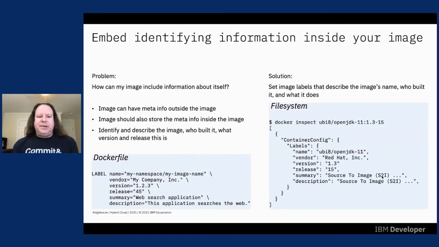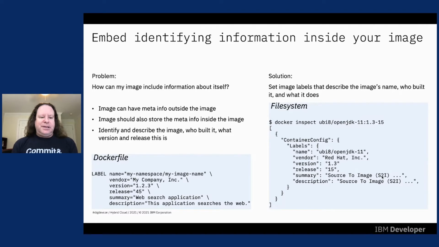Next, what we want to do is to embed information inside the image about the image. So information on who built it and what it's for and that sort of thing. The reason for that is that as you take the image and copy it from one registry to another, you can lose track of where this image ever came from. And so we want to embed the information inside the image so that by looking at the image, you can tell who built it and what version it is and get a description of what's in there, things like that.